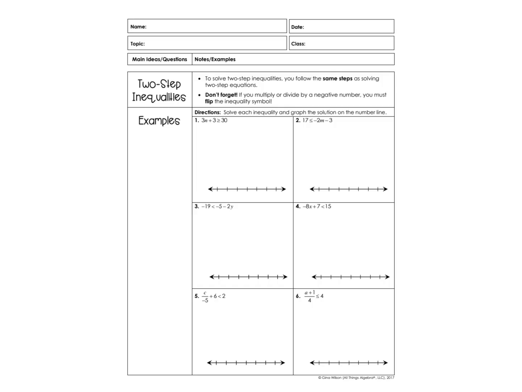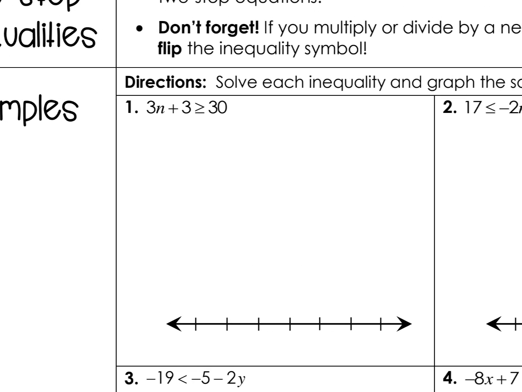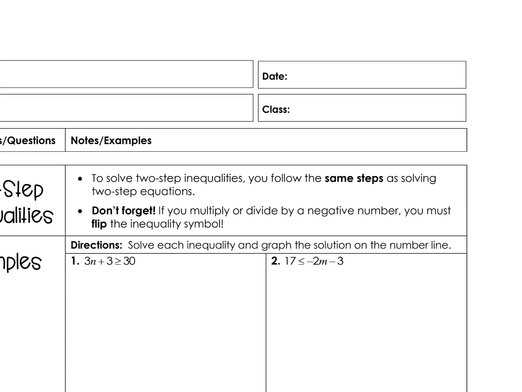The process of solving two-step inequalities is very similar to the one-step process, and to what we would do with an equal sign instead of an inequality. We have to get the variable by itself. So first, to solve two-step inequalities, you follow the same steps as solving a two-step equation.